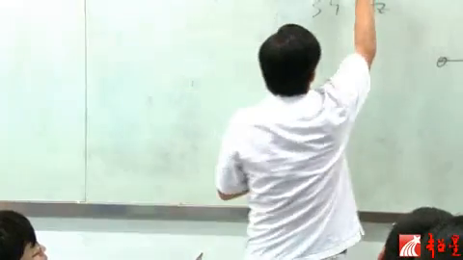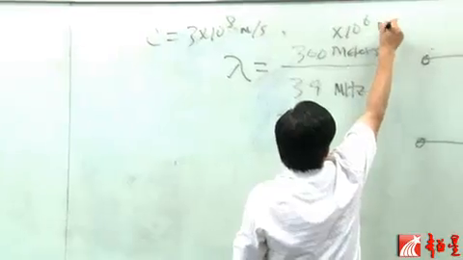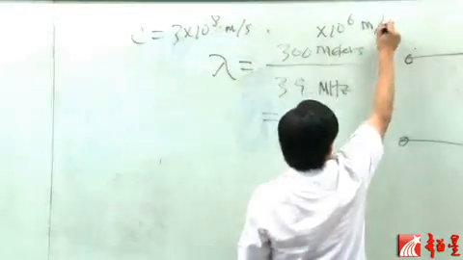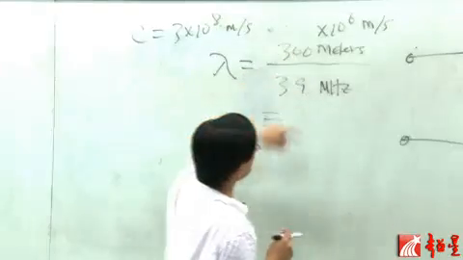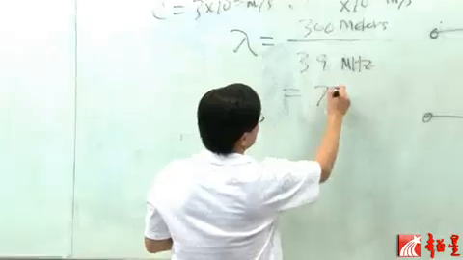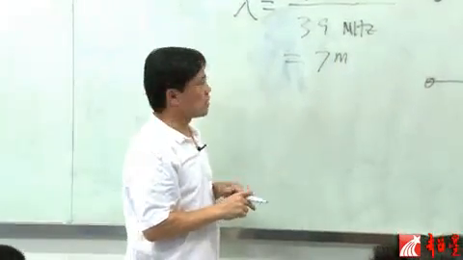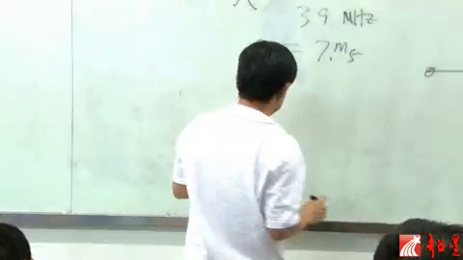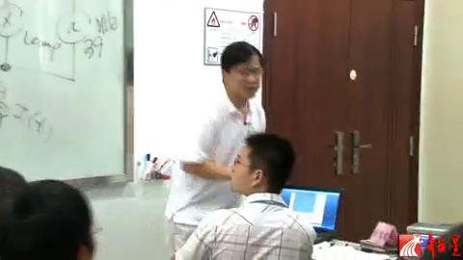Notice that this is 300 times 10 to the 6th meters per second. So this 10 to the 6th will cancel each other. So it'd be 300 divided by 39. That will give me maybe 40. So it's about 7.5 meters, right? Okay. This is the wavelength in vacuum, in free space.